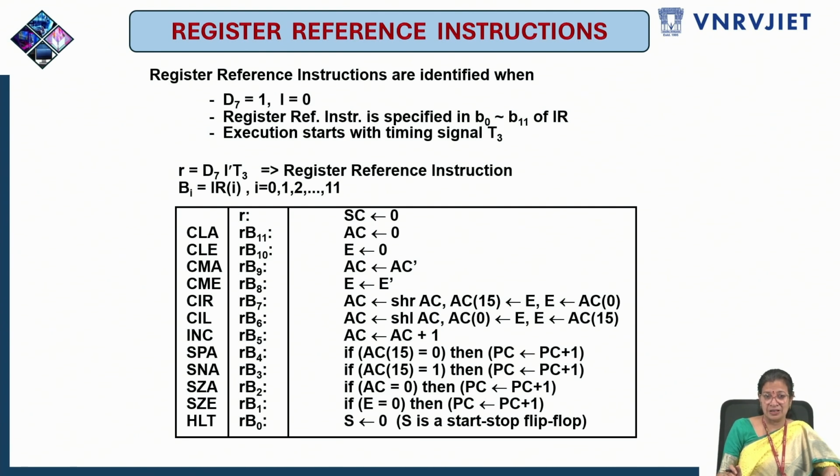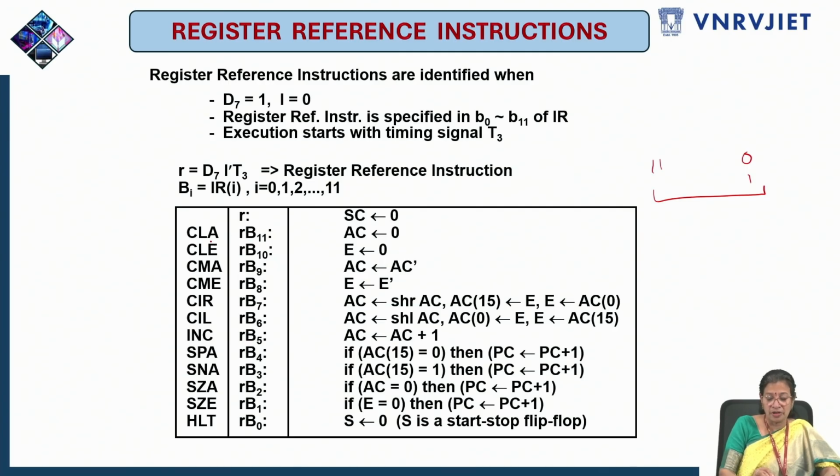So to see the register reference instructions, this slide is showing what all the register reference instructions are. There will be like 12 instructions. Those 12 are from bits 0 to 11, one at a time will be 1. So accordingly the code will be generated, right? And for all these instructions, the control signal that we saw earlier is nothing but D7 I dash T3 during execution. So that will be common.